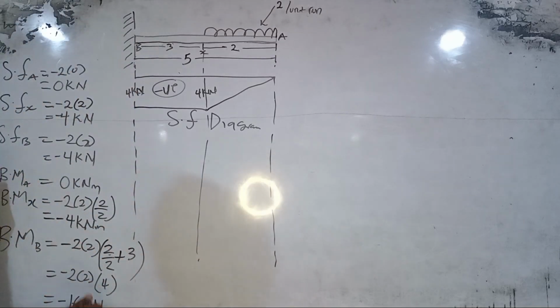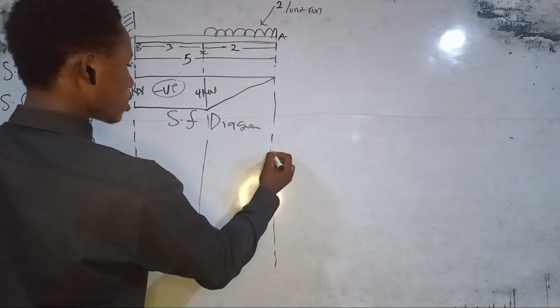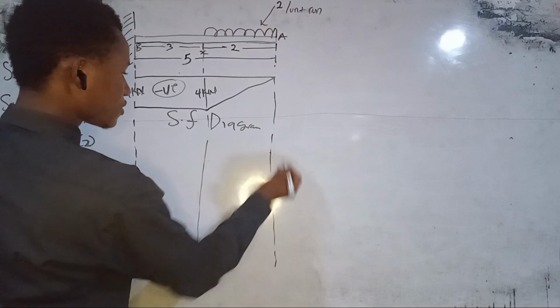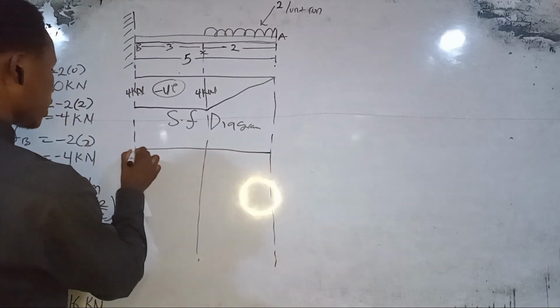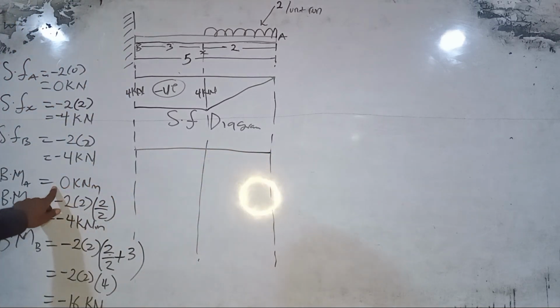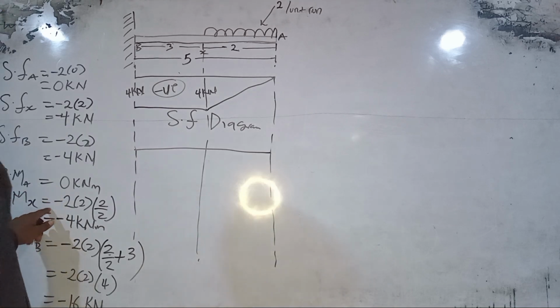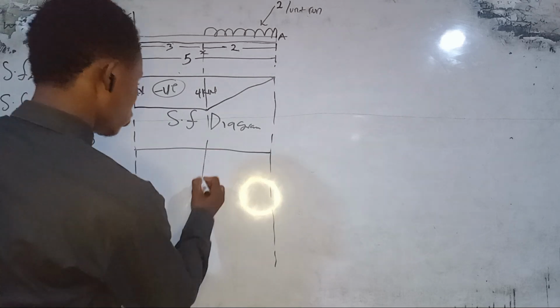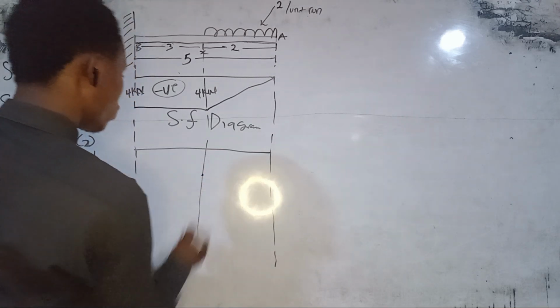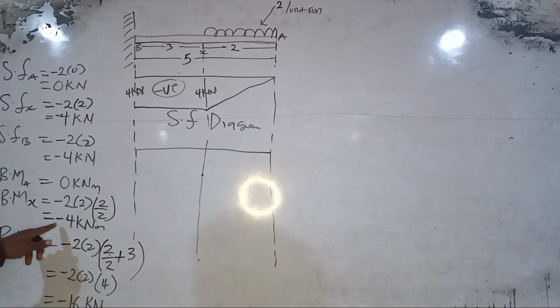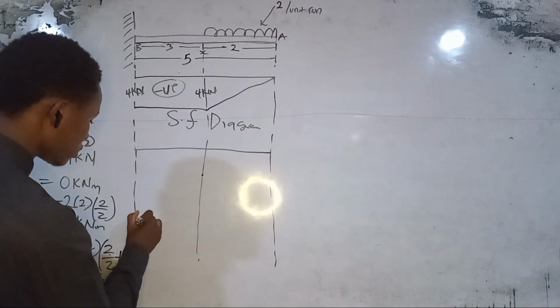Then also our bending moment diagram at A here is 0. So we have 0 here. Let's do our neutral line. We have 0 as our bending moment diagram. Then our bending moment at X is minus 4 kilonewton meter. So we have minus 4 at this point. Then our bending moment at B is minus 16. We say minus 16 is here.